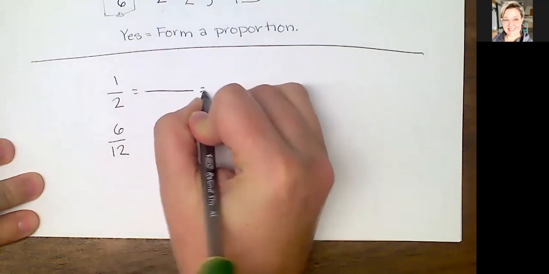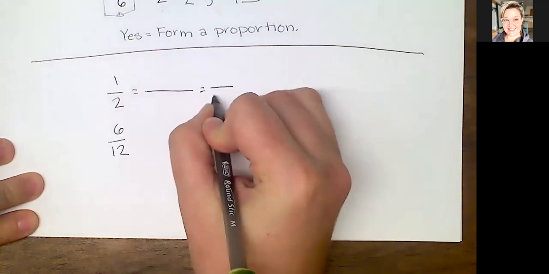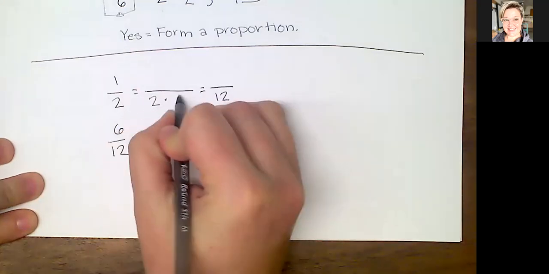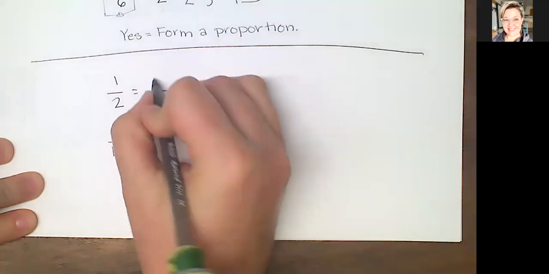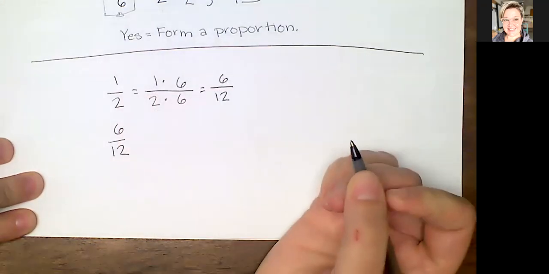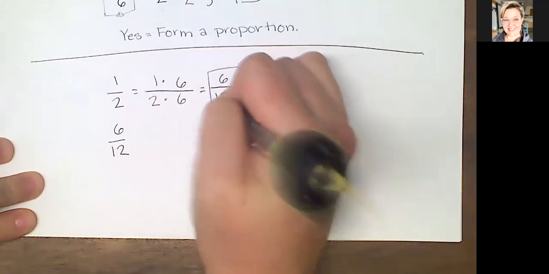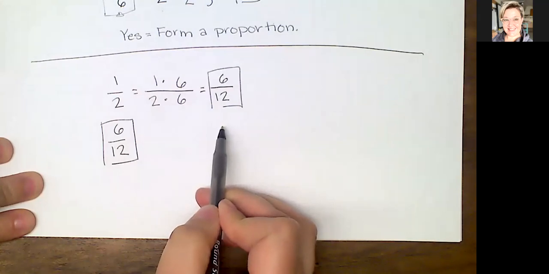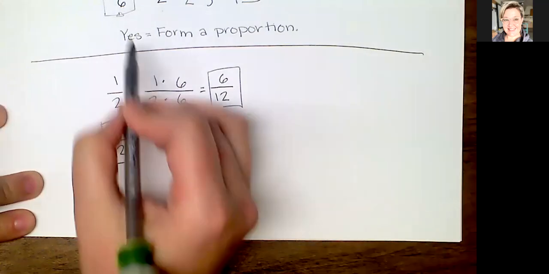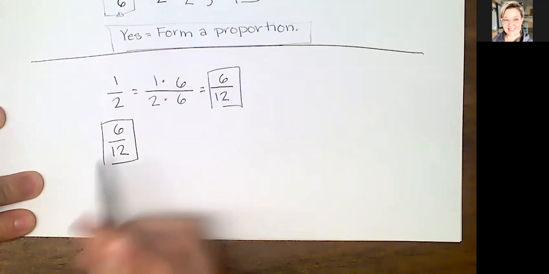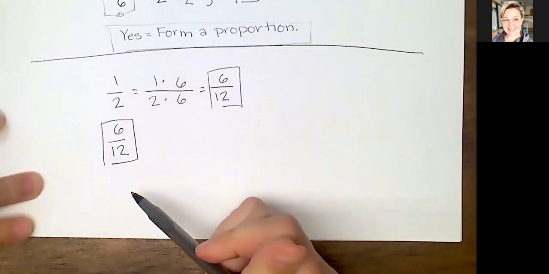to equal 12 as the denominator. So 2 times what is 12? 2 times 6, okay? So then we also need to multiply the top number by 6. So 1 times 6, 6 over 12, okay? They are the same. They are equivalent ratios. So we know also this one, yes, forms a proportion because the two ratios are equivalent and they have the same value.